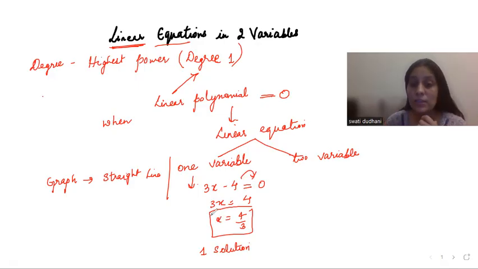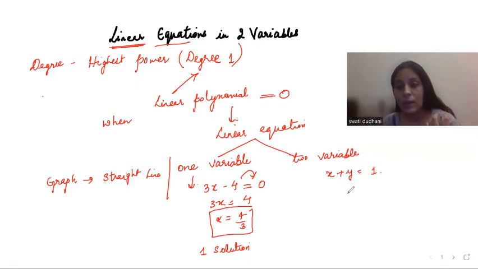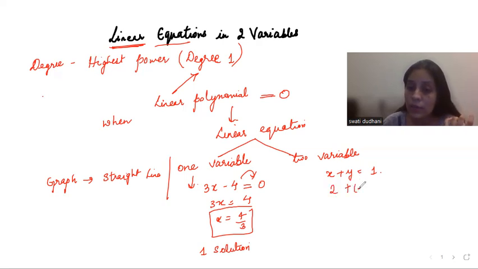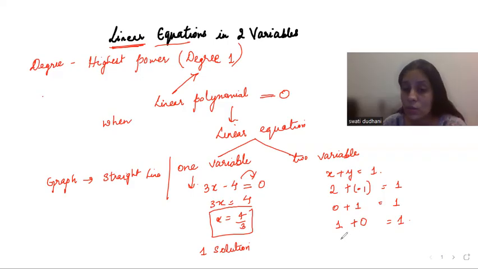Now, let us consider two variables. Let us take x plus y equals 1. Now, when we have two variables, what can I take for x and y? I can take x as 2 and y as minus 1; 2 minus 1 will give me 1. I can take x as 0 and y as 1; I still get my result as 1. I can take x as 1 and y as 0; I get the answer as 1. I can also take x as 4 and y as negative 3, and I still get 1.